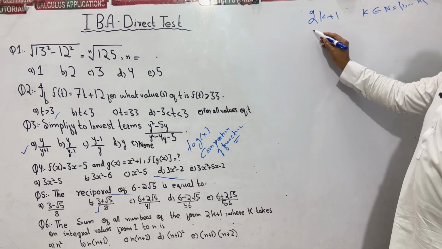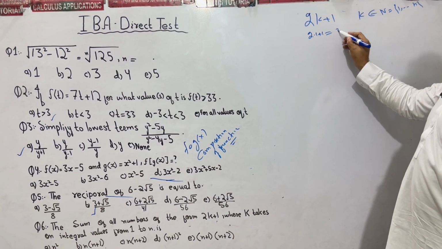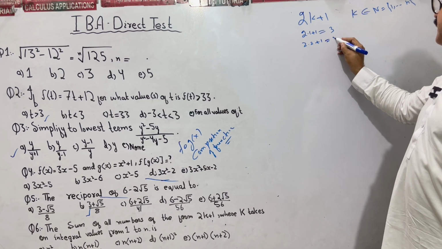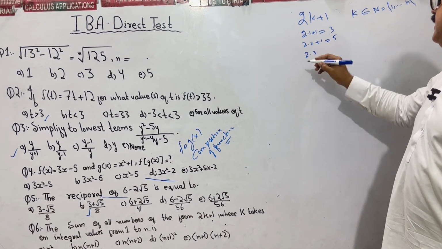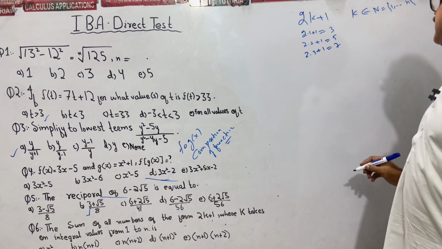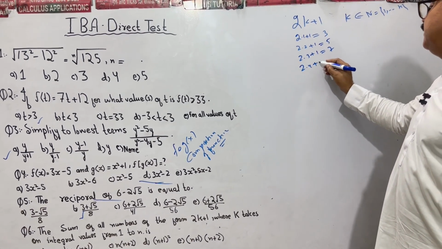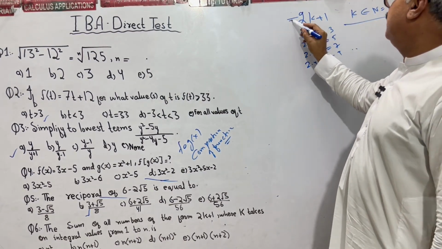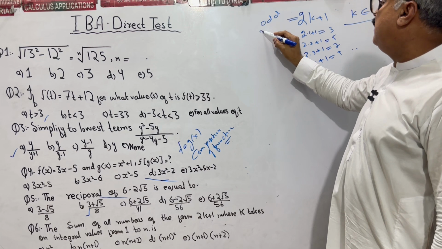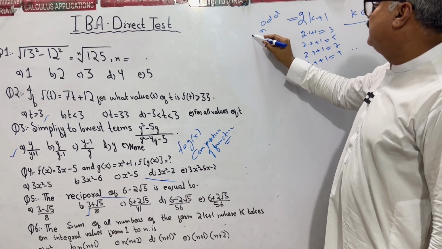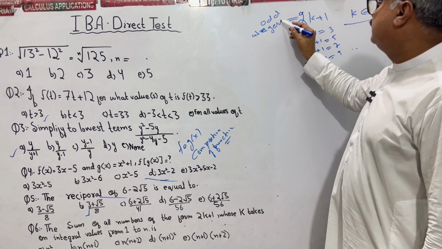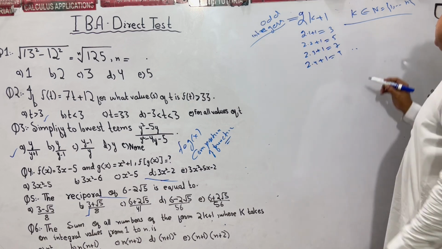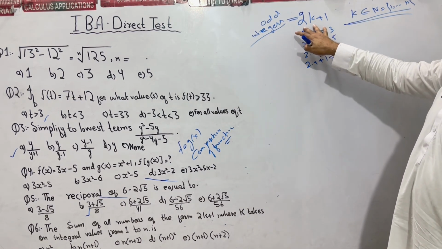If I put 1 here, it will become 2 times 1 plus 1, it is 3. If I put 2 here, 2 times 2 plus 1 results in 5. If I plug in 3 here, 2 times 3 is 6 plus 1, it will result in 7. If I plug in 4, 2 times 4 plus 1, it's 9, and so on. 2k plus 1 is a general form of odd integers. 2k plus 1 is always odd, whatever the value of k is, whether even or odd.